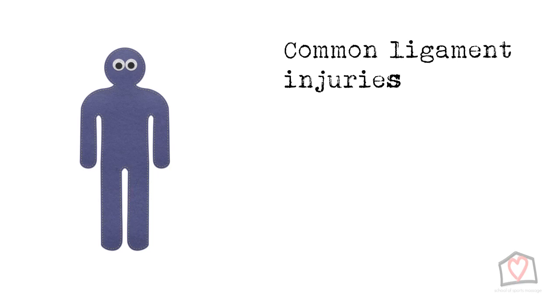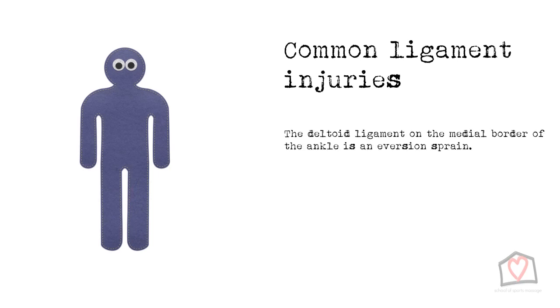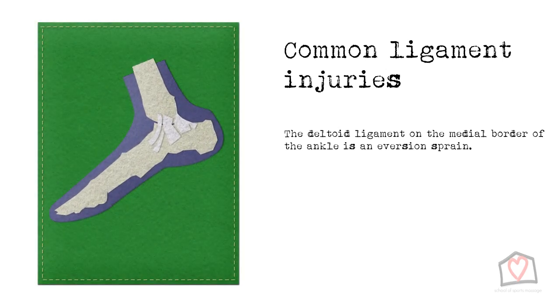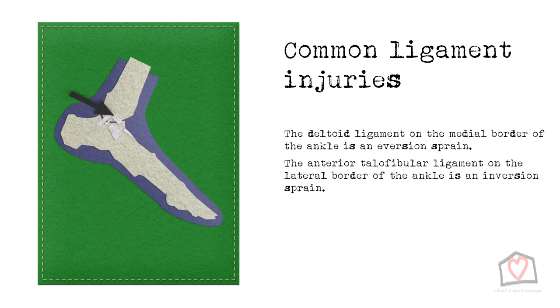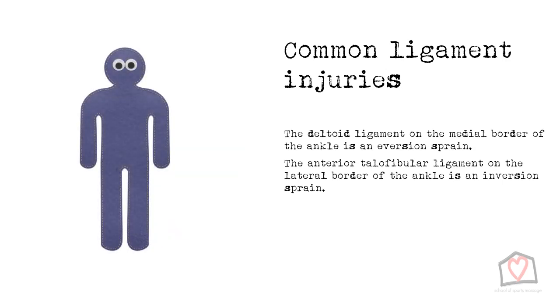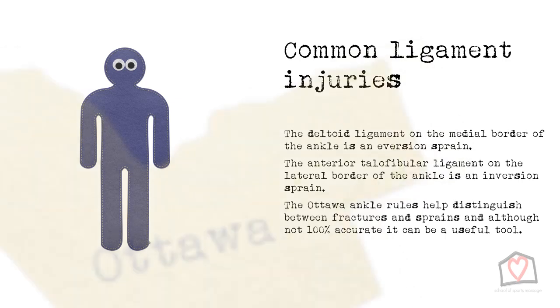There are a lot of ligaments in the body, but a couple that are very common to injure are the deltoid ligament of the ankle, which is on the medial border. This is an eversion sprain. More commonly injured is the anterior talofibular ligament on the lateral border of the ankle. This is an inversion sprain, or rolling of the ankle. Medical professionals will use something called the Ottawa ankle rules to help distinguish between fractures and sprains. Although this is not 100% accurate, it can be a useful tool.